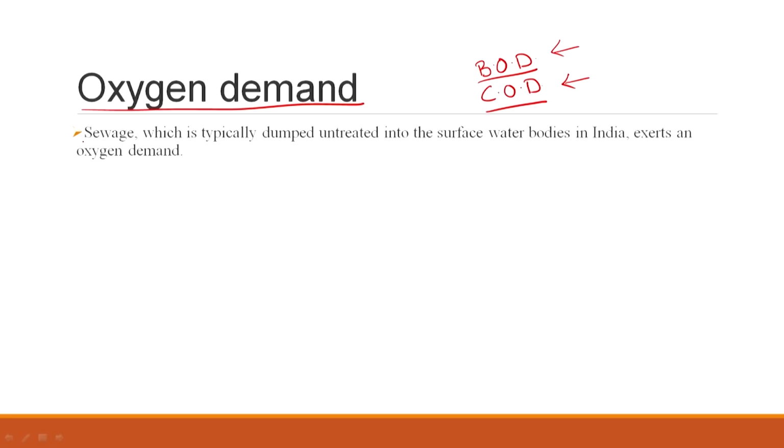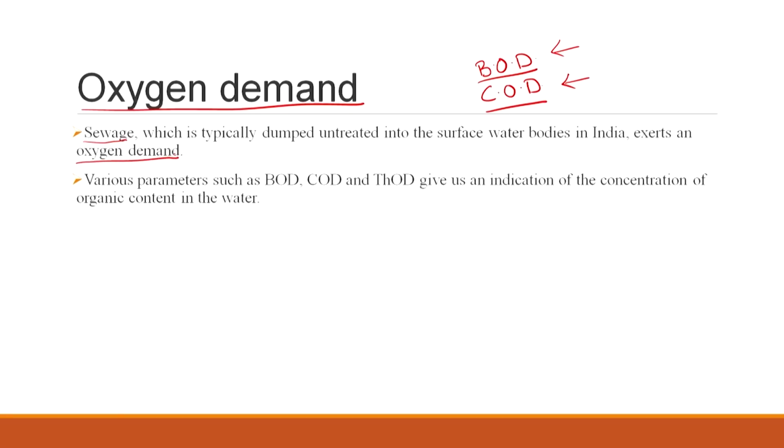Sewage, which is typically dumped untreated into surface water bodies in India, obviously exerts an oxygen demand. That is something we looked at in the previous slide. We are trying to get an idea about oxygen demand by measuring parameters like BOD, COD and theoretical oxygen demand. Why? It is an indirect indicator of the organic content in the water that can consume oxygen.